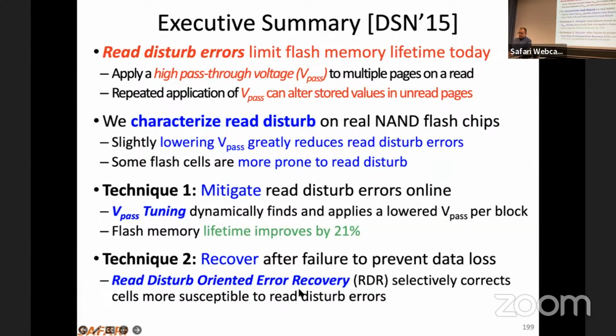And we show that this read disturb oriented error recovery selectively corrects cells more susceptible to read disturb errors, and that reduced raw bit error rate by up to 36%. So with this recovery, we reduce raw bit error rate by up to 36%. And then your error rate is hopefully in the range that ECC can fix the rest. So now you can put your flash memory back into the device and read from it, and hope that ECC fixes the rest of the errors, essentially.